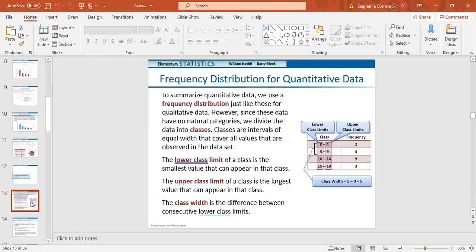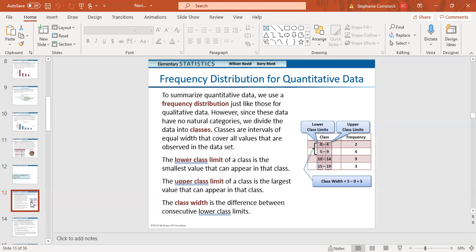Number two, we can't have gaps between them. So I can't have one that starts from 0 to 4 and then the next one picks up at 7. I've got to have every number have a home. And we also have to make sure that the class width, which is how far it is from one class to the next, is consistently the same.